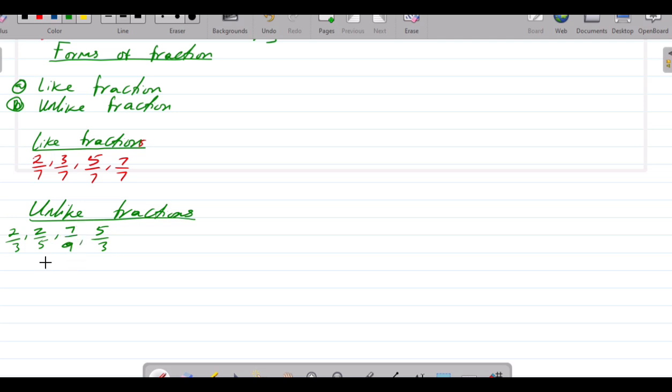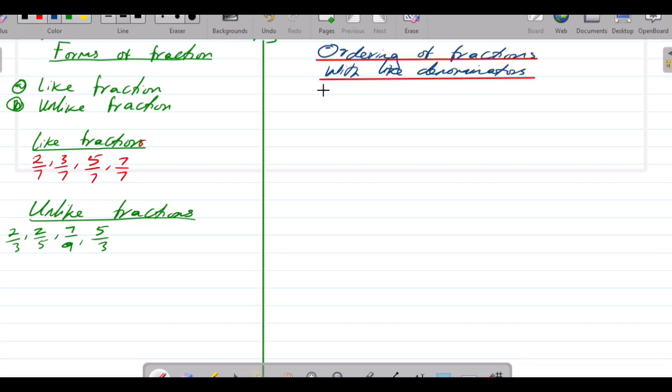Now, all these forms of fraction listed above can be arranged in ascending or descending order depending on the instruction of the examiner. So now let's consider the ordering of fractions with like denominators. To order fractions with like denominators, we need to consider the numerators and then compare. The fraction with the largest numerator is regarded as the largest fraction, followed by the next numerator with a big value.